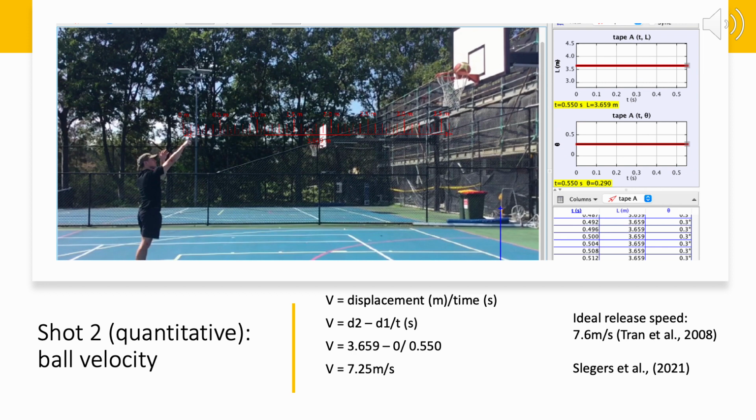Using the same calculation and tracker software to find the displacement and time taken for the ball to reach the hoop, a calculation could be made. The calculation showed a velocity of 7.25 meters per second, which is much closer to the ideal release speed that Tran and colleagues have suggested.